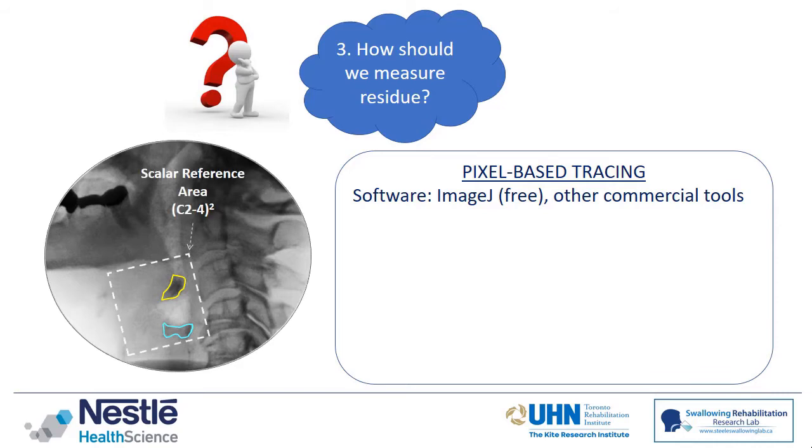In our lab, we use the squared length of the C2 to C4 vertebral spine as that scalar, and residue is expressed as a percentage of that area. In this example, the yellow outlined residue in the vallecula takes up 2.7% of the C24 squared reference area, which is shown by the white dashed square. The piriform sinus residue, which is outlined in turquoise, takes up 1.9% of that reference area.